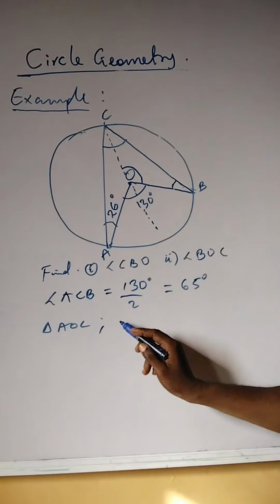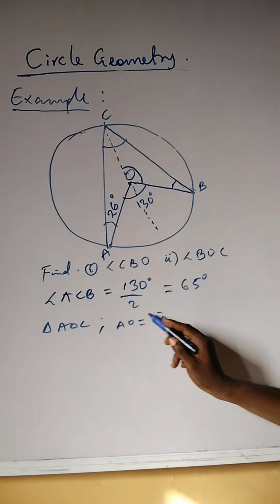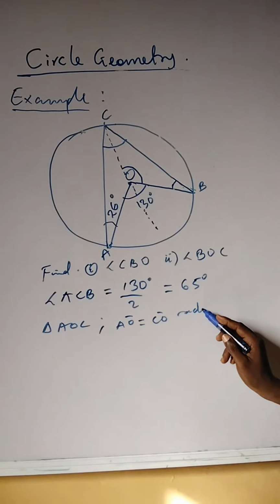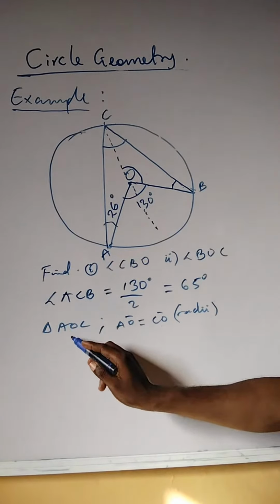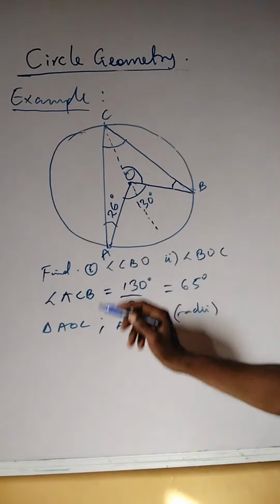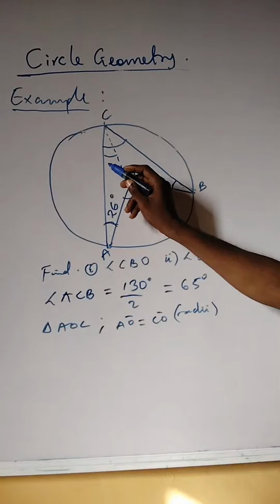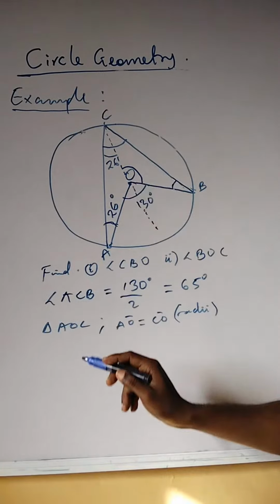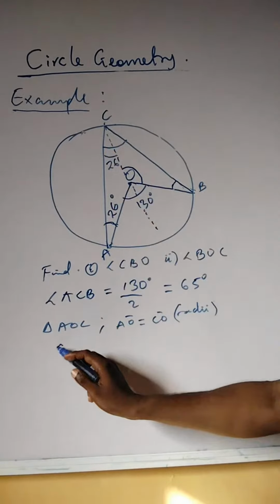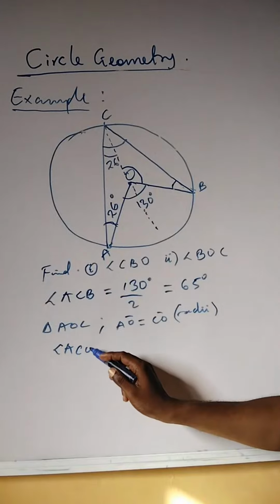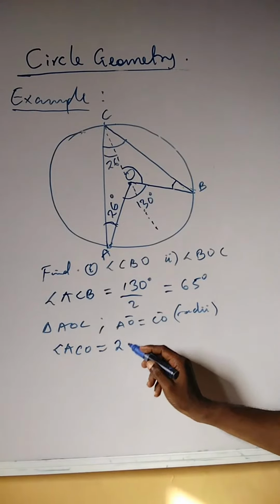On triangle AOC, line AO is equal to line CO. Both are radii. So that means this triangle is an isosceles triangle. So we can say the base angles here will be equal. This angle is 26 degrees. This angle, which is the base, is also 26 degrees. That is, when we write it as angle ACO, it will be equal to 26 degrees as well.